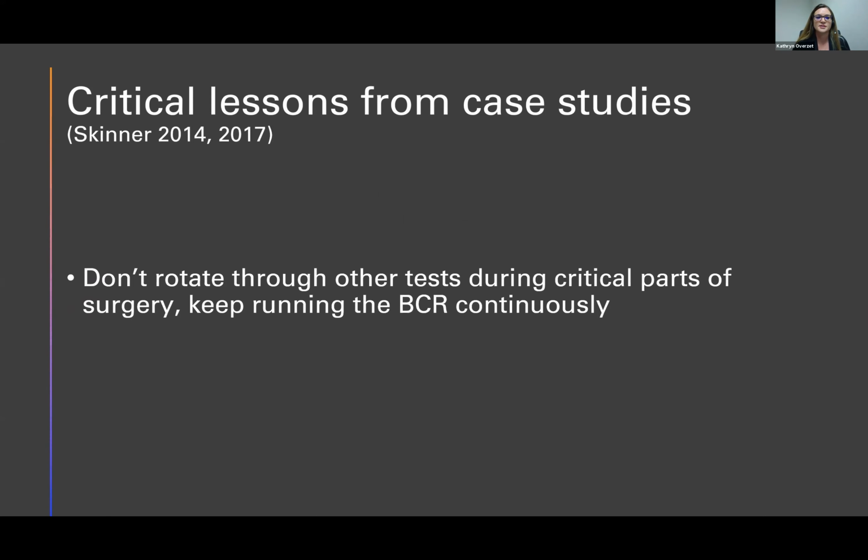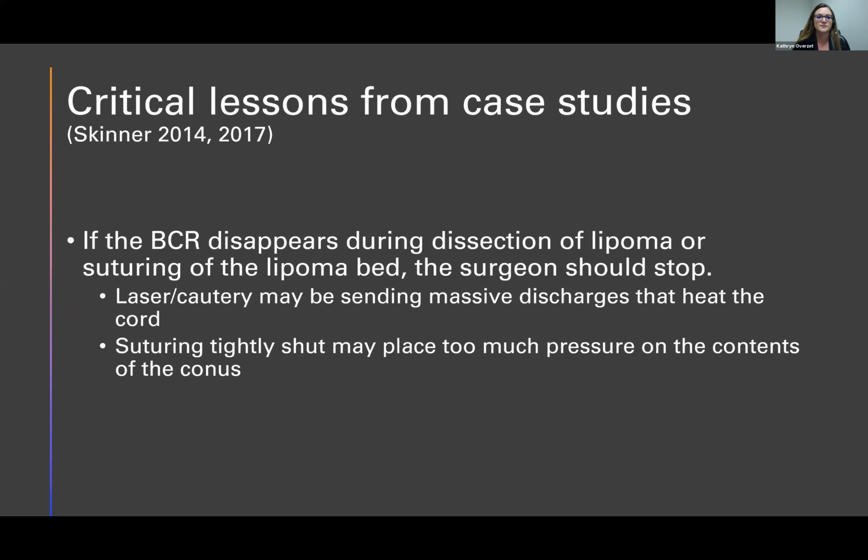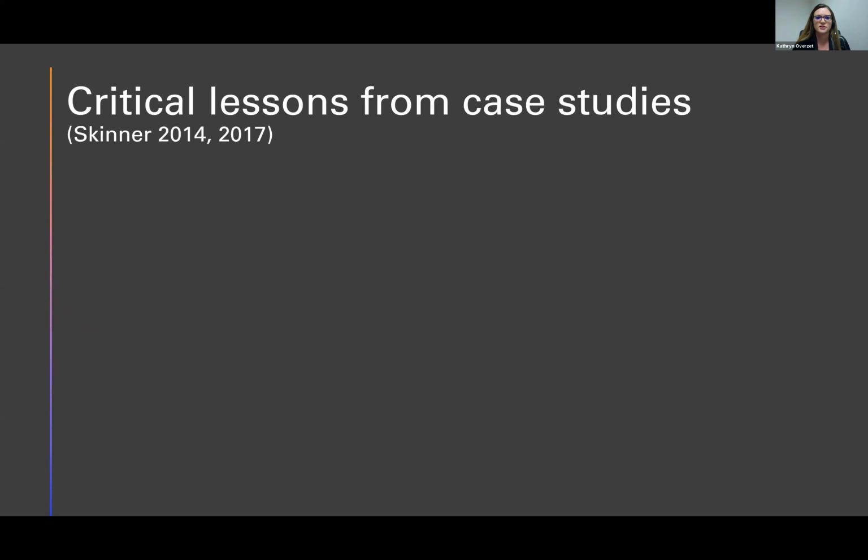So some critical lessons: don't rotate through other tests during critical parts. Keep running the BCR continuously. If it disappears during dissection, the surgeon should stop. Laser and cautery can send discharges that heat the cord. And a tight suture can also place a lot of pressure on the contents of the conus. So that can potentially be another cause after the fact.